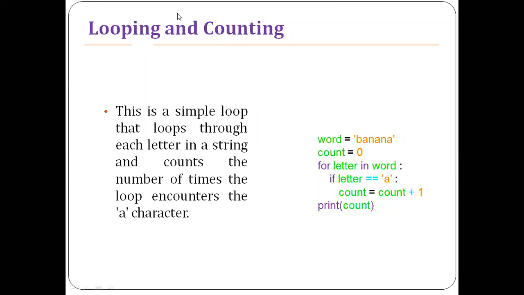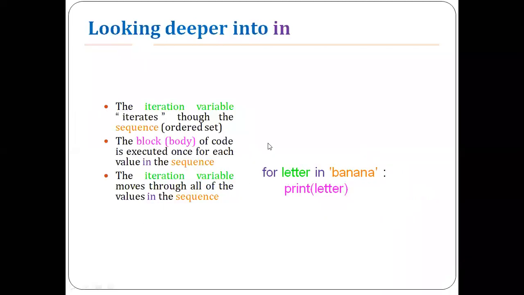And a, so which is equal to a, and the count will be incremented by one more time, it becomes 2. And similarly for the fourth iteration, fifth iteration, and sixth iteration, the count value will be incremented accordingly if the letter is equal to a. So in this case we have three a's, so the count value will be equal to 3. This is a simple loop that loops through each letter in the string and counts the number of times the loop encounters a character called a.